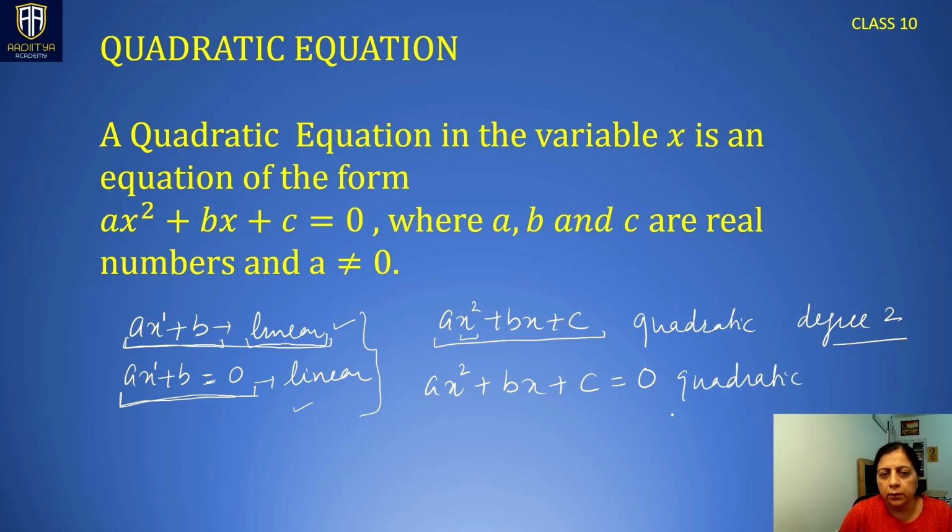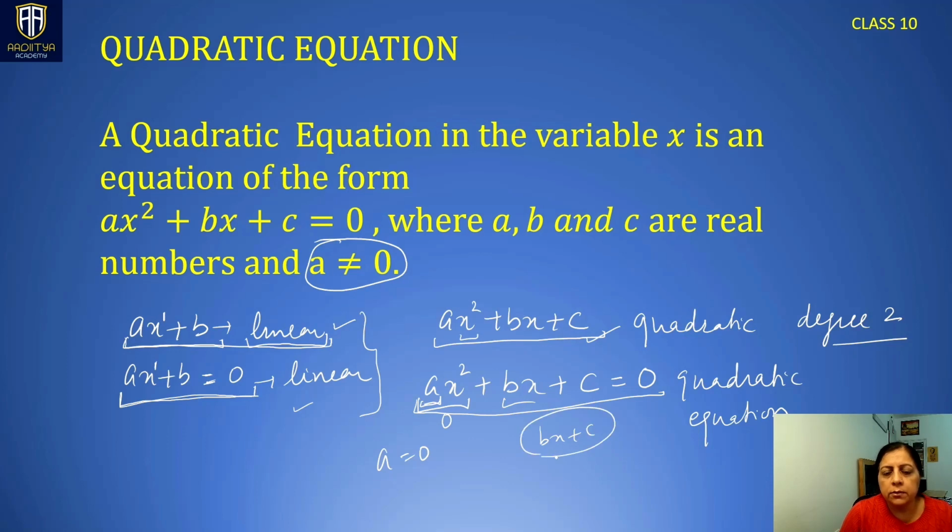So now this is a quadratic equation. I hope this is clear now that whenever we are dealing with an expression or equation having degree 2, if this is an expression, it is called polynomial. Since this is an equation, this is called quadratic equation. And this is a very important thing that a should not be equal to 0, because if a is equal to 0, that term becomes 0. Then we are left with bx plus c, which again becomes a linear expression, or this becomes a linear equation. So a is not equal to 0 is the mandatory criteria for this expression to be a quadratic equation.